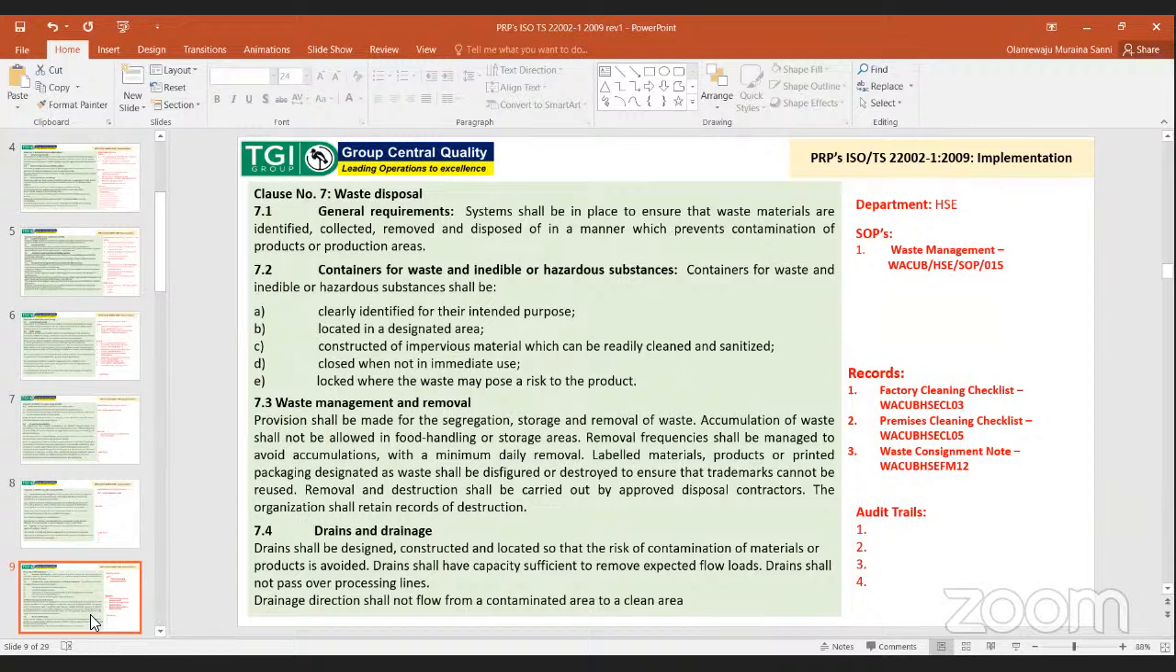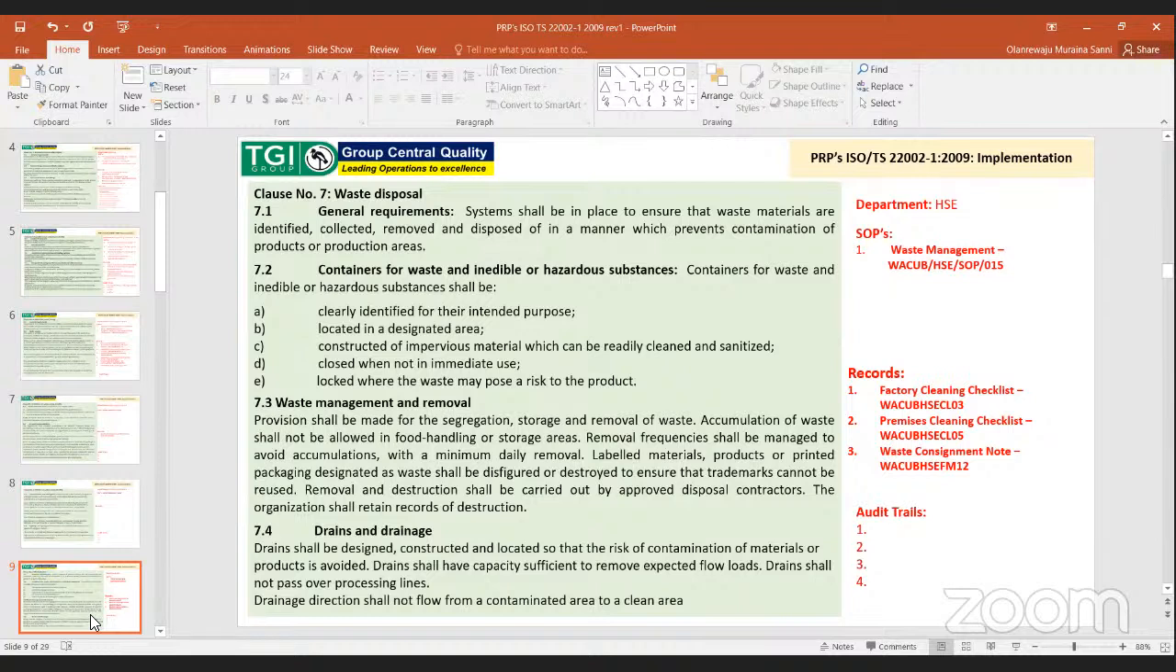That is the checklist we use to carry out cleaning of our factory, which is done by HSC. We have premises cleaning, also by HSC. We have waste consignment notes. That is when we are taking our waste outside. We have a record for doing that and evidence that waste is regularly taken out of our premises.